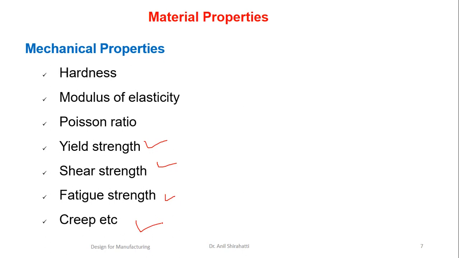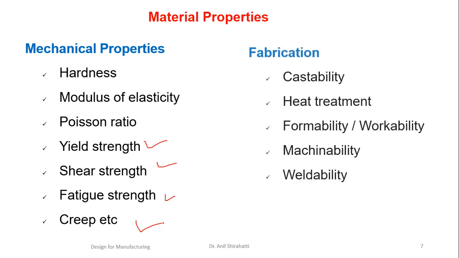It is with respect to temperature. Either it can be done at high temperature or at room temperature. So creep is nothing but the behavior of the material with respect to time. Generally creep is a very serious matter at high temperature, like in nuclear power plants where the material will be working at 550 degrees centigrade. In some cases it goes up to 650 degrees centigrade.